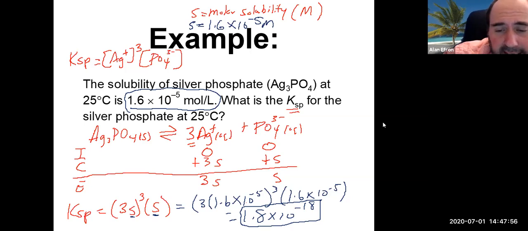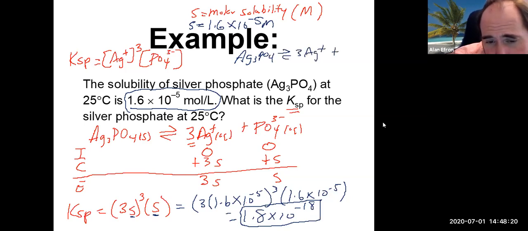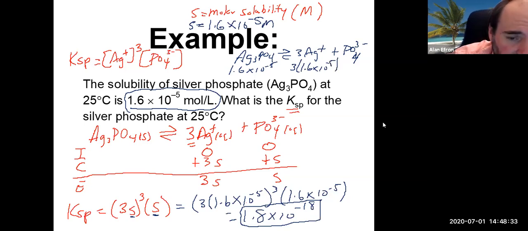So when I say in this particular problem, you didn't really need to do the ICE table, that is because if you understand molarity and how molarity works, you basically can figure it out just from the concentration. So again, if you remember molarity, when this breaks apart into these guys, if this guy is 1.6 times 10 to the minus 5, this guy should be 3 times 1.6 times 10 to the minus 5, as it's a 1 to 3 relationship.